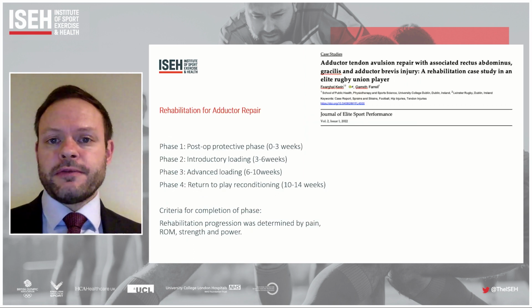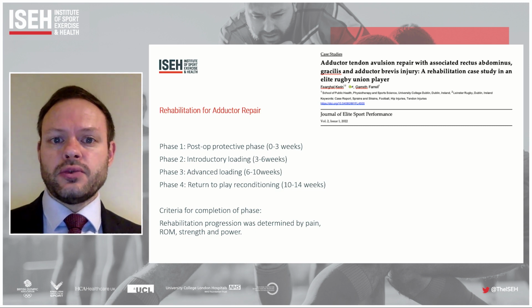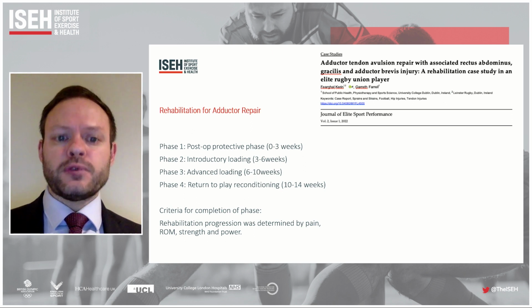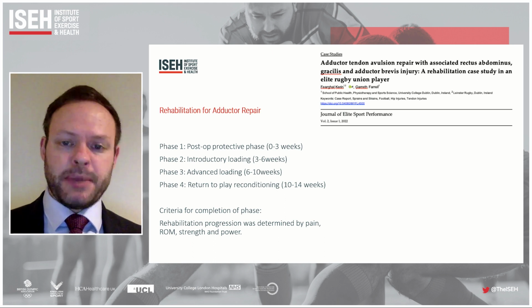The rehabilitation for this type of repair, well, there's a good case study article seen in the top right here, which goes through the phases and that 14-week program, which is the average to return to sport for the elite level athlete. And the criteria of completion is really determined by pain and range of movement, strength and power.